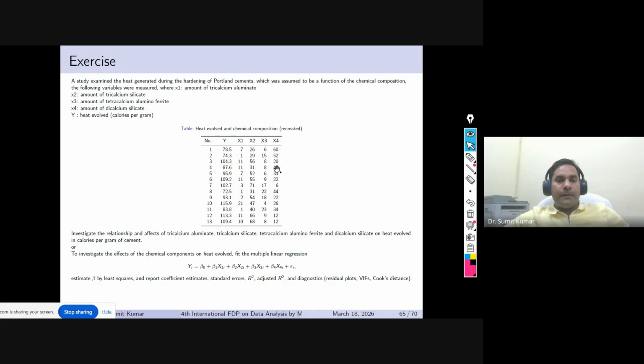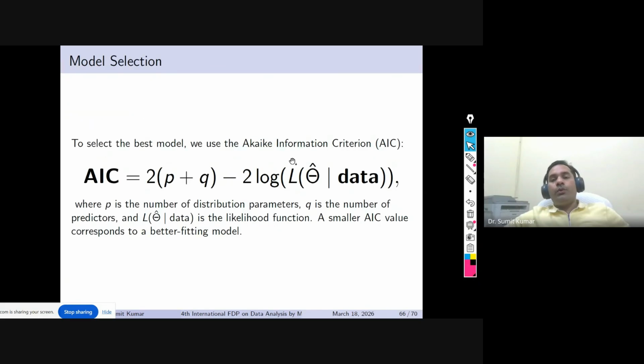As I told you, after fitting the model, you have to find which one is best if you have fitted two or three models. In one model you have taken five variables, in another model four variables, meaning you have removed some less important variables. So which one will give you the best fitting model? You have to calculate the AIC value. The least value of AIC will provide you the best fit, goodness of fit. AIC or BIC.